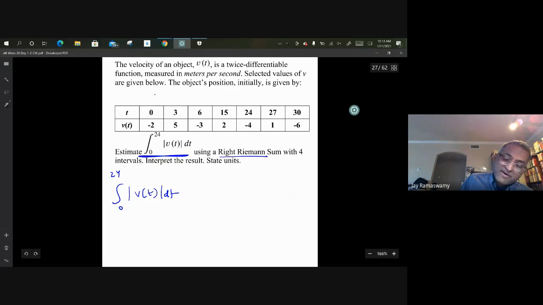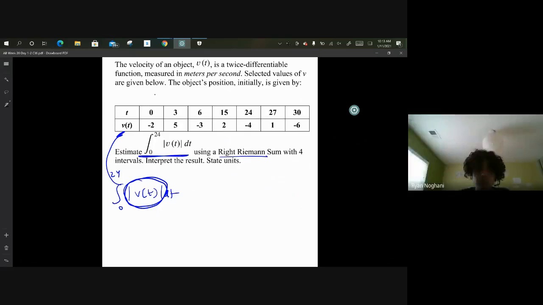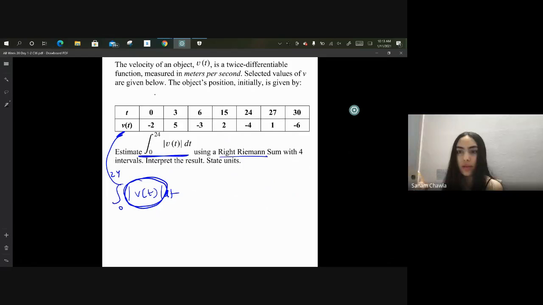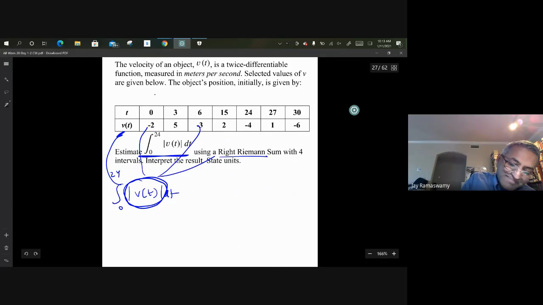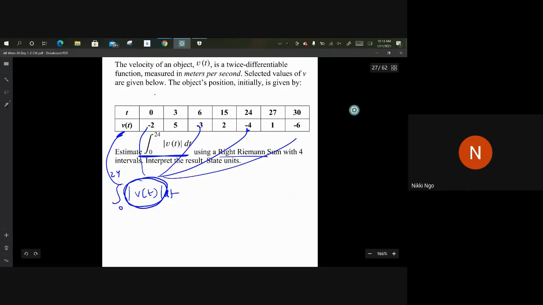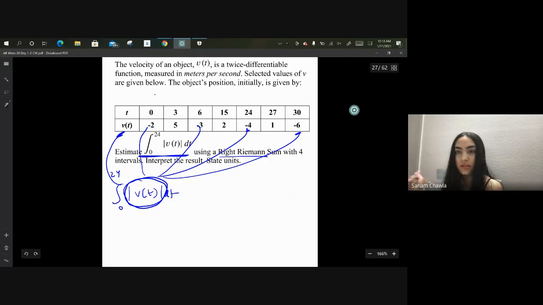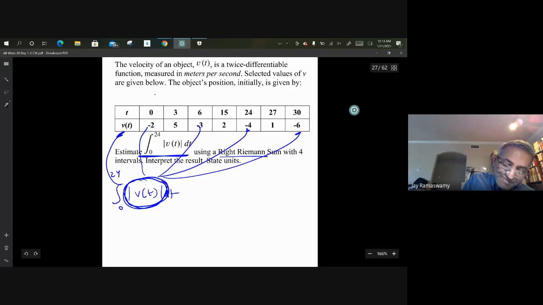Okay, now pay very, very close attention. Kids always get this wrong. It says take the absolute value of velocity. Look at the board. Aren't those the velocity functions? If you're taking absolute values, the negative 2 will become positive 2, the negative 3 will become positive 3, the negative 4 will become 4, and negative 6 will become positive. Did everybody understand what that absolute value of velocity does? All the velocities will turn positive.